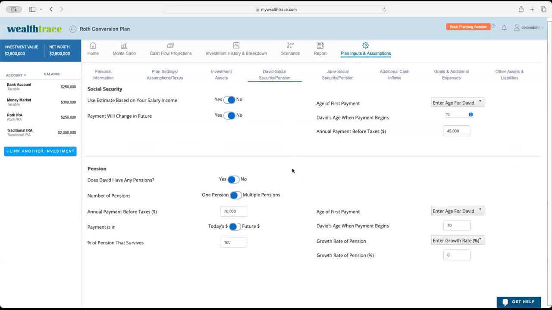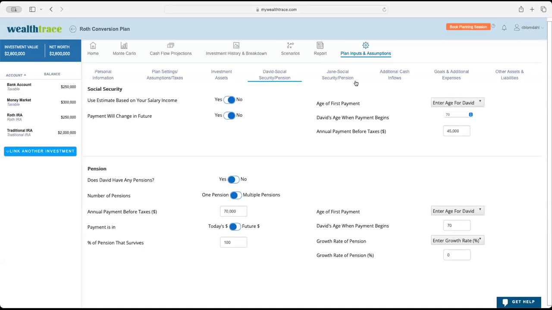They will both start taking their Social Security benefit at age 70. David will be receiving a benefit of $45,000 and Jane will receive a benefit of $40,000. David also has a pension of $70,000 per year that he will start receiving at age 70. When they start taking their Social Security, and whether they have a pension, are both important factors when considering a Roth IRA conversion, like we mentioned before.